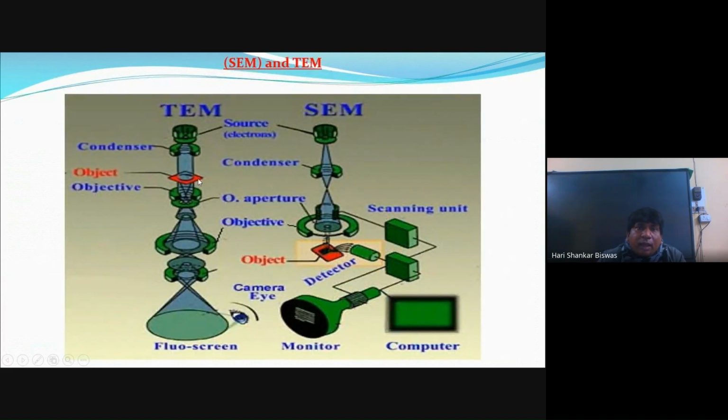And same as TEM, there are some differences also. One is the tunneling electron microscope, where an electron is tunneled.